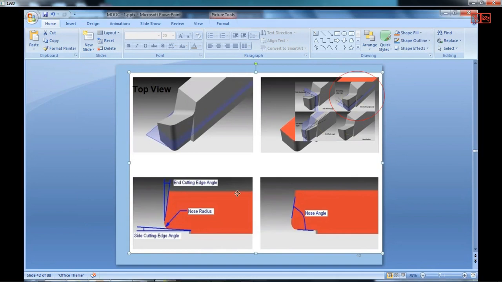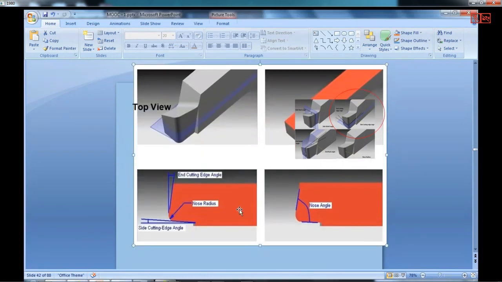And then here we have the end cutting edge angle. So you have seen what the cutting edge is. If that edge is perpendicular, it will interfere with the workpiece. So a small angle is given to provide clearance. That is called the end cutting edge angle. And then the side cutting edge will be here. Even that is given a clearance. So it is called the side cutting edge angle.